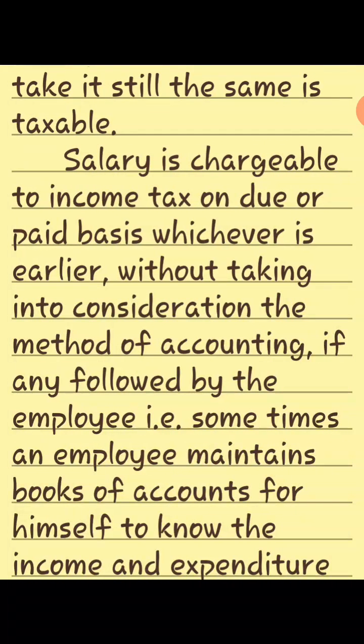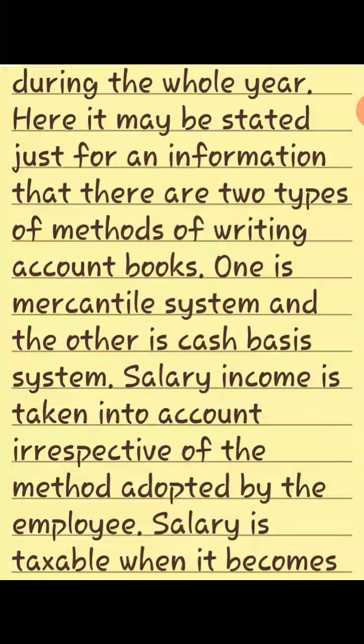Salary is chargeable to income tax on due or paid basis, whichever is earlier, without taking into consideration the method of accounting, if any, followed by the employee. That is, sometimes an employee maintains books of accounts for himself to know the income and expenditure during the whole year. Here it may be stated, just for information, that there are 2 types of methods in writing account books. One is mercantile system and the other is cash basis system.